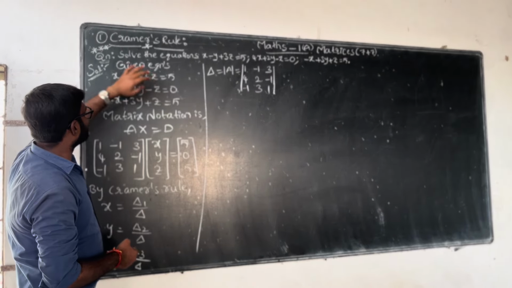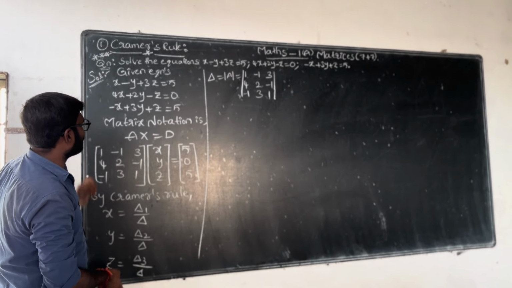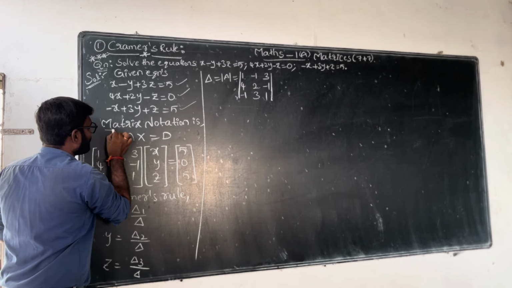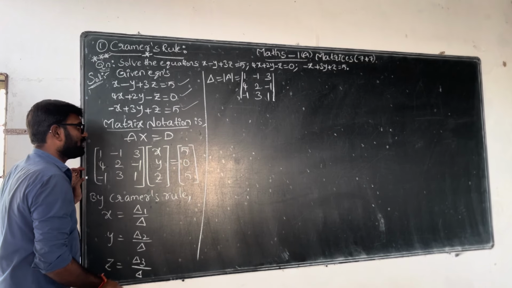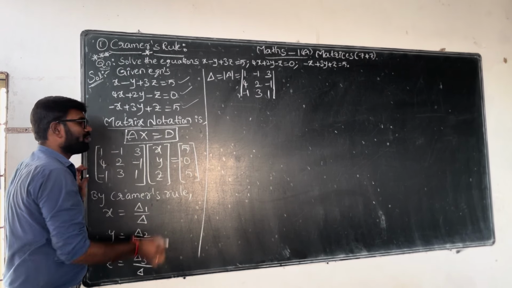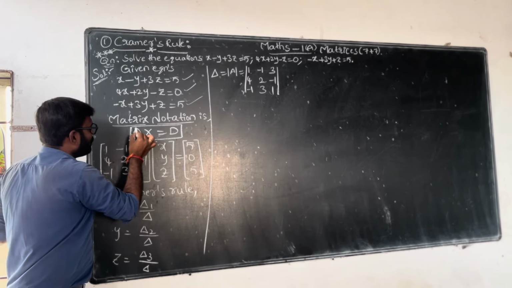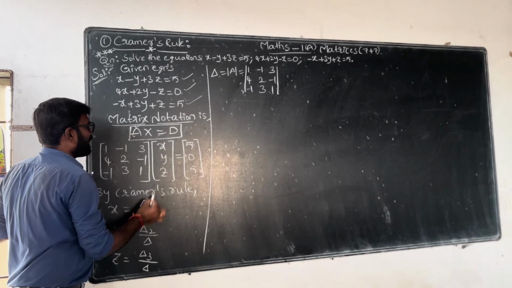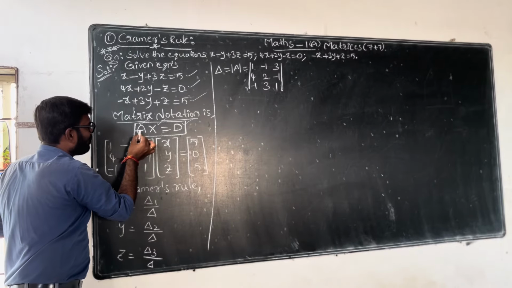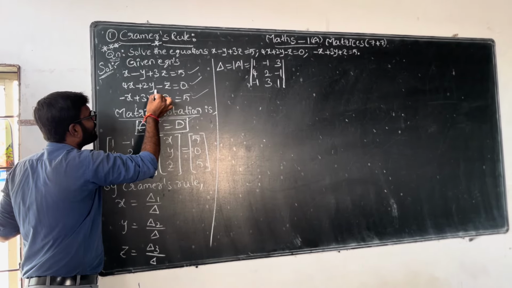First of all, these are the given equations. Now these 3 given equations are converted into matrix notation. The matrix notation is AX is equals to D. So you need to write down matrix A, matrix X and matrix D. First of all, what is the matrix A? How do we write the matrix A from the given equations?